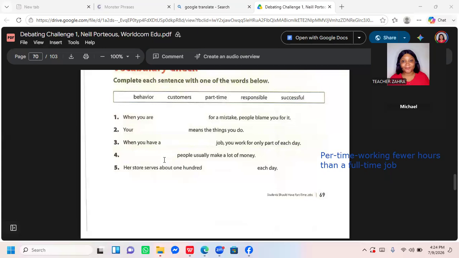When you are responsible for a mistake, people blame you for it. Two, your behavior means the thing you do. Three, when you have a part-time job, you work for only part of each day. Four, successful people usually make a lot of money. Five, her store serves about 100 customers each day.